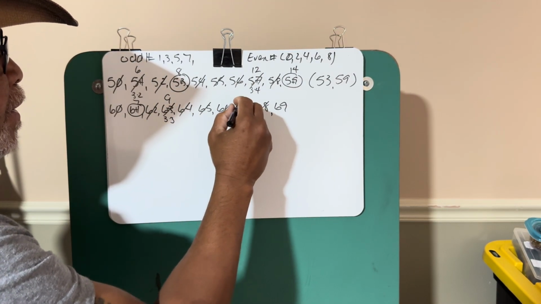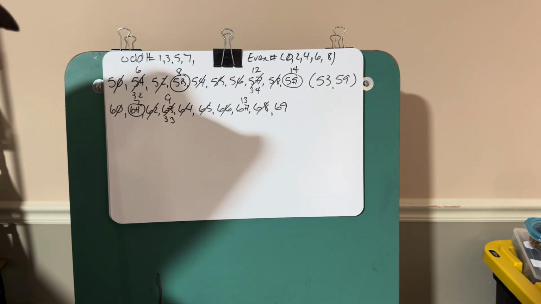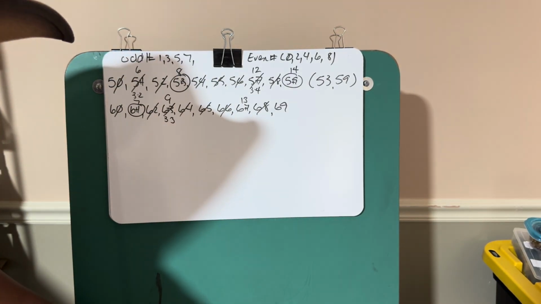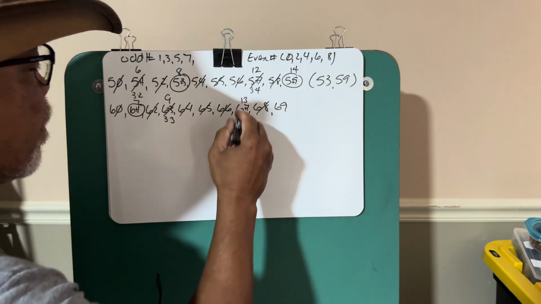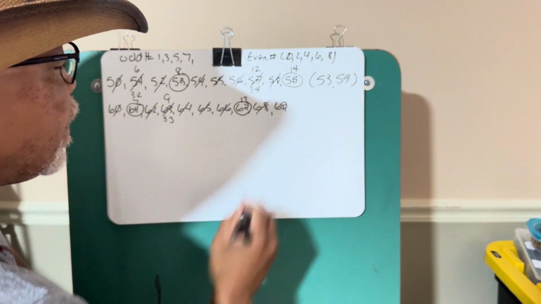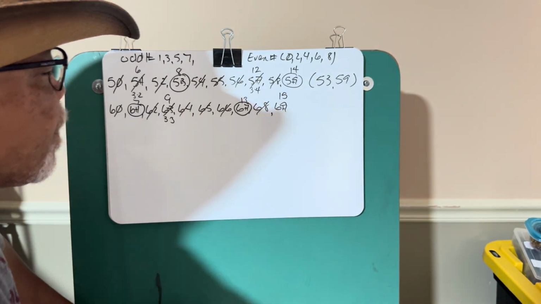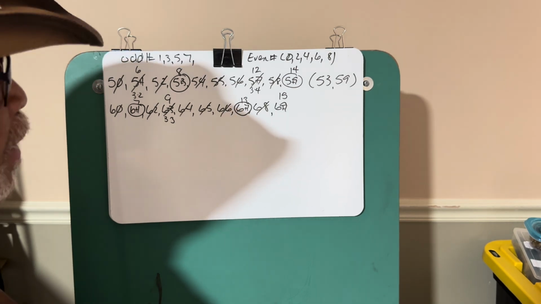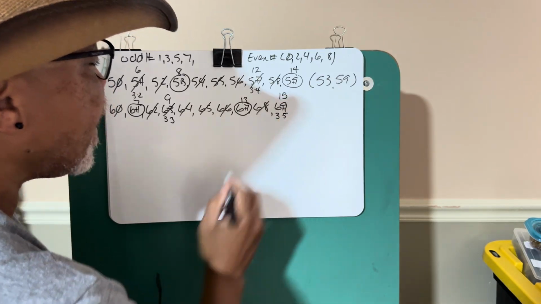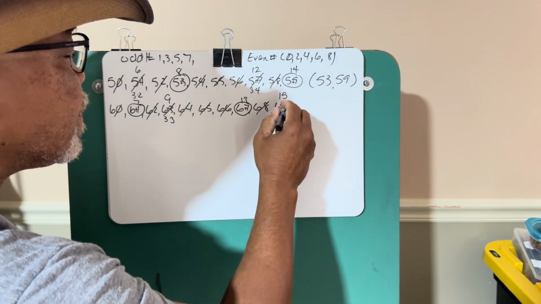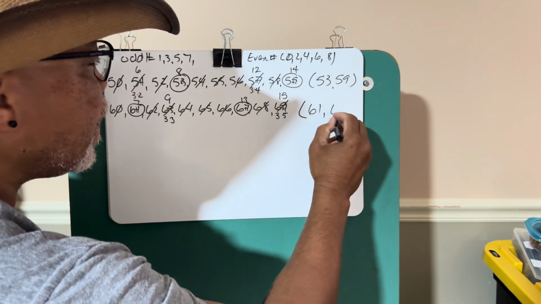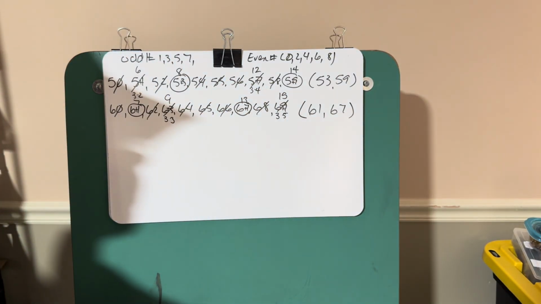Right here, we got 13. Any number times 3 that gives us 13? And 7 times any number gives us 67? You would be correct, there is no number. And right here, 6 plus 9 is 15. Is there any number times 3 that'll give us 15? You are correct, 3 times 5 gives us 15, so we can cross it out. So the numbers we have circled are 61 and 67. You guys are doing a great job.